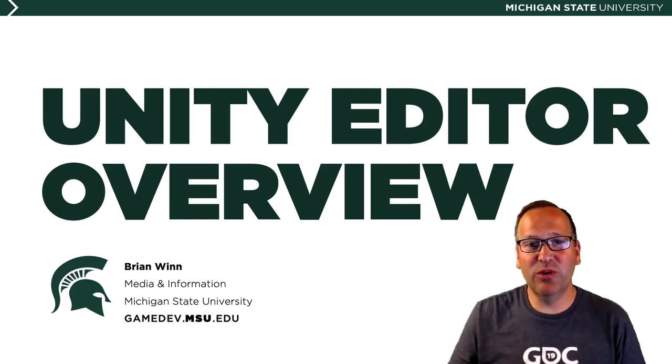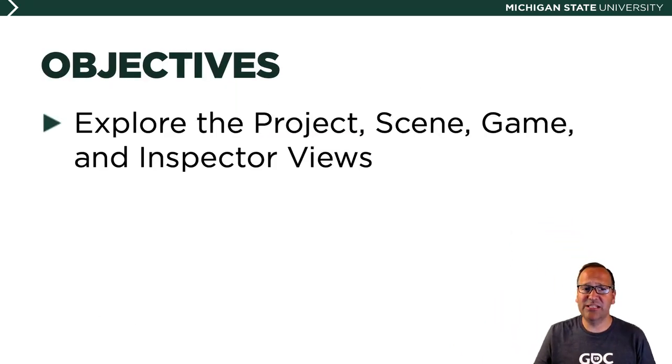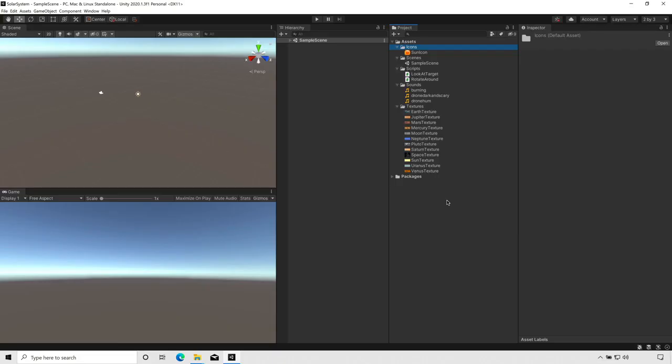In this video, we'll explore the main interface elements that make up the Unity editor. Our objectives will be to explore the project, scene, game, and inspector views, and understand the difference between game assets, game objects, and components.